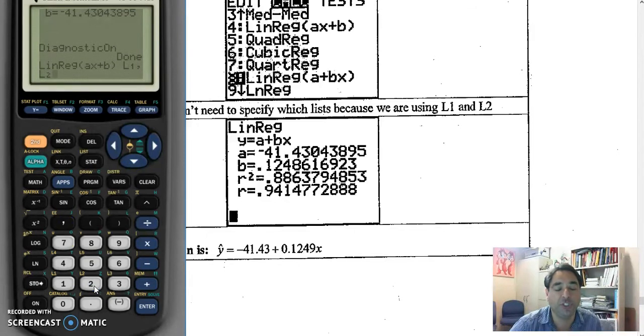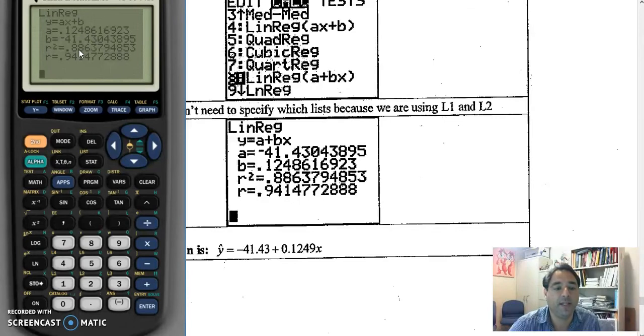Now remember, if you have the newer version, you don't need the comma, just X is list 1, Y is list 2. Push enter, then you get your y equals a, 0.125, let's say, minus 41.43, and then R squared is the coefficient of determination, percent of data explained by the line, and then R is correlation. We're not really going to go too much into that, but if your correlation is close to 1 or negative 1, it's a very strong relationship, it appears to be. And then R squared is the percent of data explained by the line.